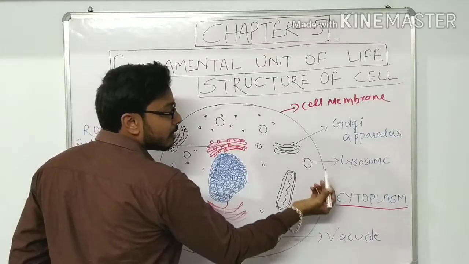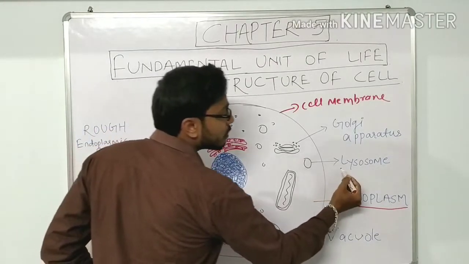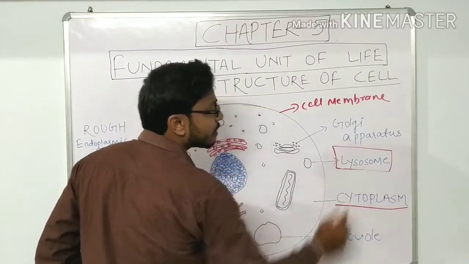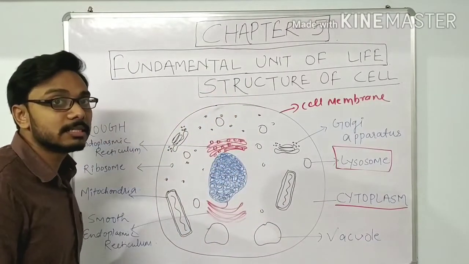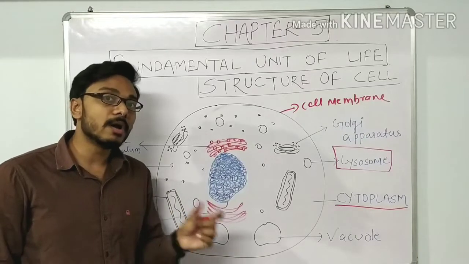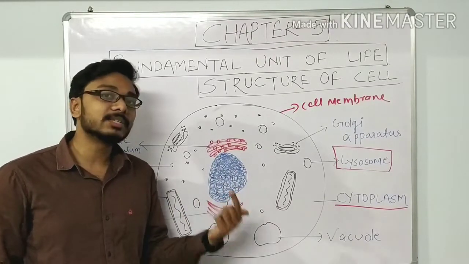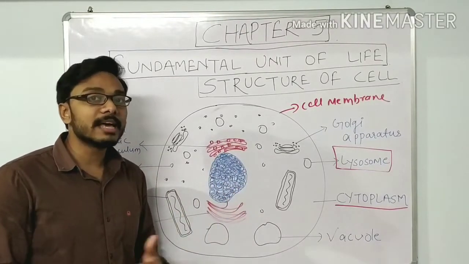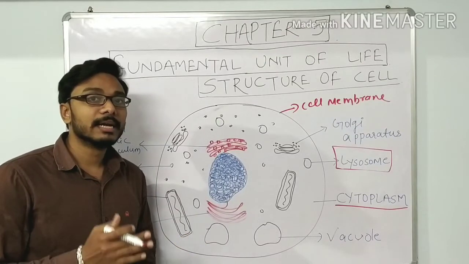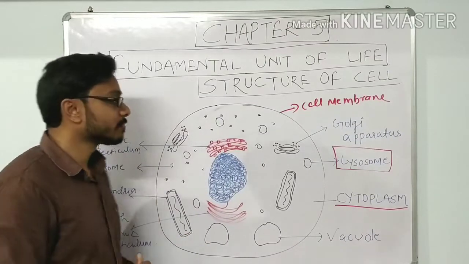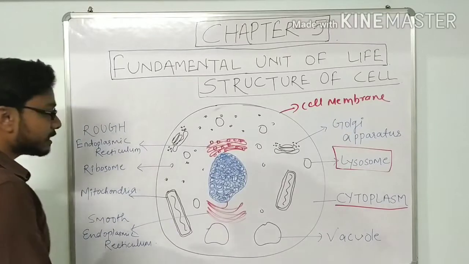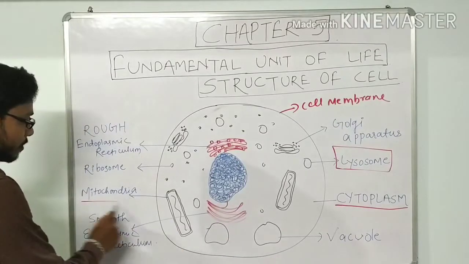Then there is a lysosome. Lysosome is one of the most important cell organelles, as it is also known as the suicidal bag of the cell, because it digests the whole cell whenever there is damage in the cell.